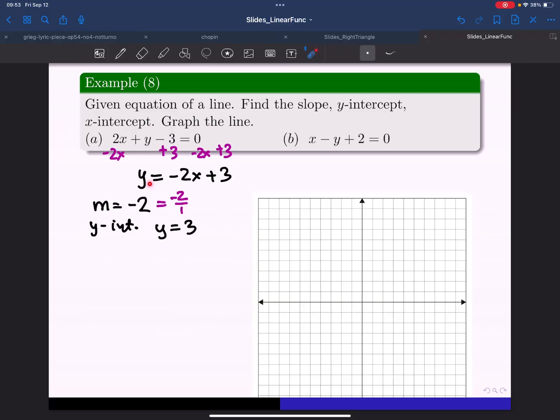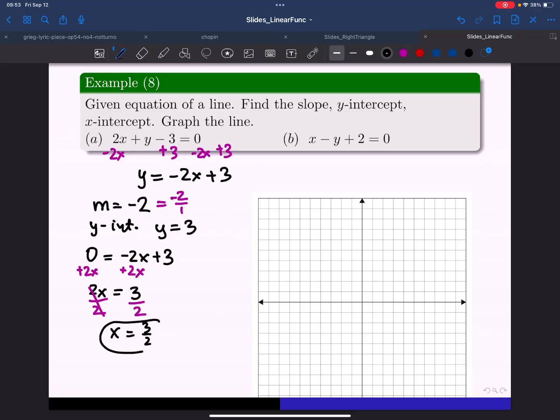For the x-intercept, we set y equal to 0. So we have 0 is equal to minus 2x plus 3. This one I'm solving for the x-intercept. Add 2x to both sides. So we have 2x is equal to 3. And then we divide by 2, divide by 2. So we have that x is equal to 3/2. This is my x-intercept.